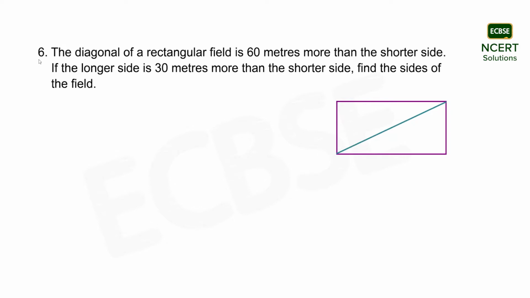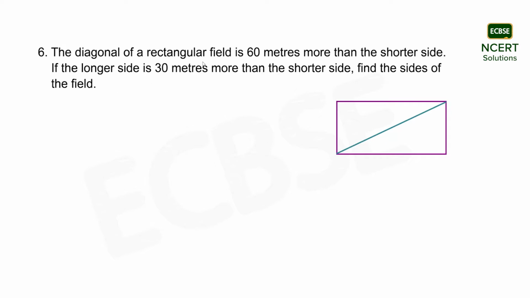Hello students, so here we are with question 6 of exercise 4.3 of the chapter Quadratic Equations. The question says: the diagonal of a rectangular field is 60 meters more than the shorter side. If the longer side is 30 meters more than the shorter side, find the sides of the field. That means we need to find the length and the breadth of the rectangular field.